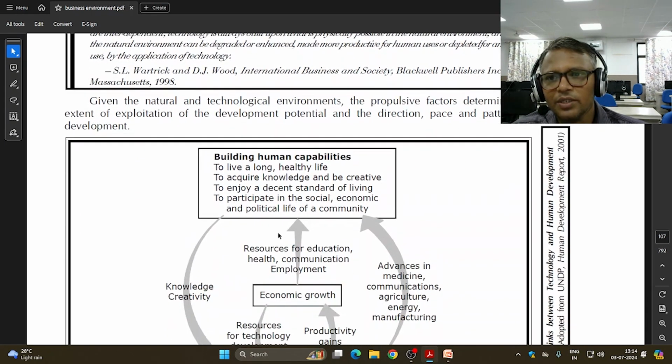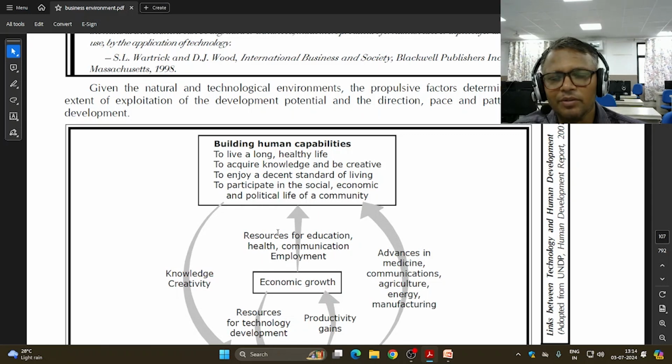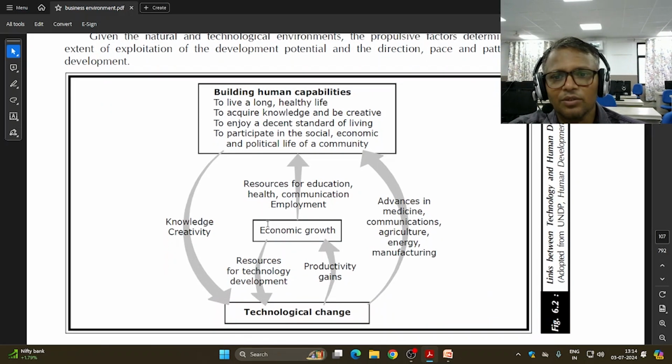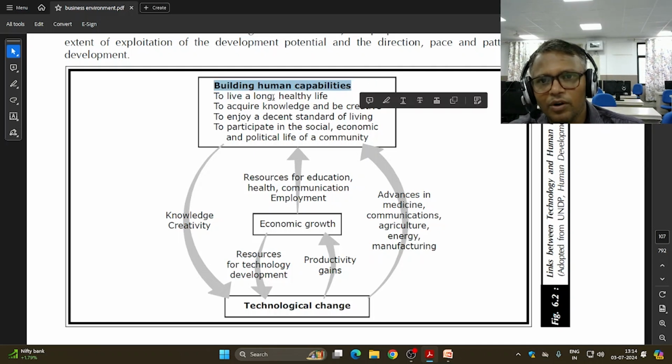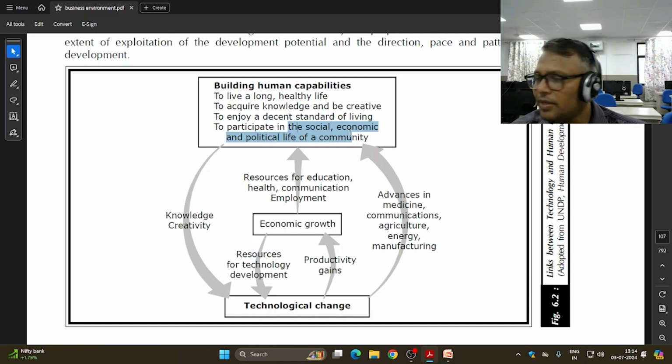Now, we need to understand that the natural and technological environments are propulsive factors which determine the extent of the exploitation of the development potential, and its direction, pace and patterns. Thus, we can see one diagram. In the diagram, at the bottom side, you can see technological change, and in the upper side, you can see the building of human capabilities. The building of human capabilities is important to live a long, healthy life, to acquire knowledge, to be more creative, to enjoy a decent standard of living, and to participate in the social, economic, and political life of humanity.